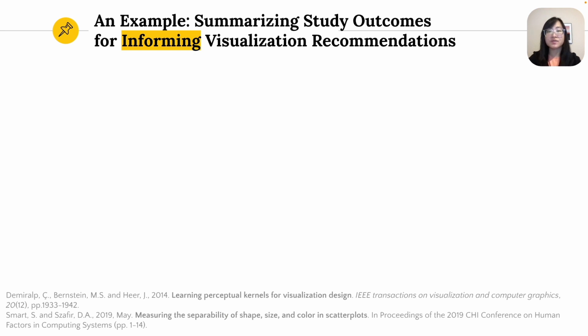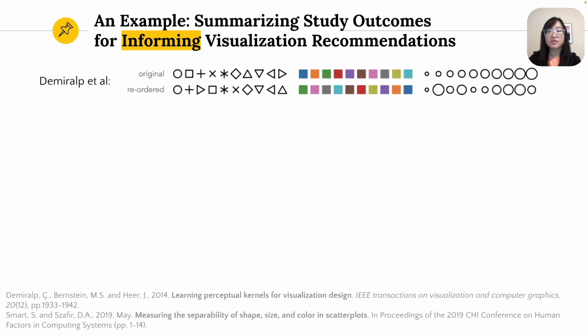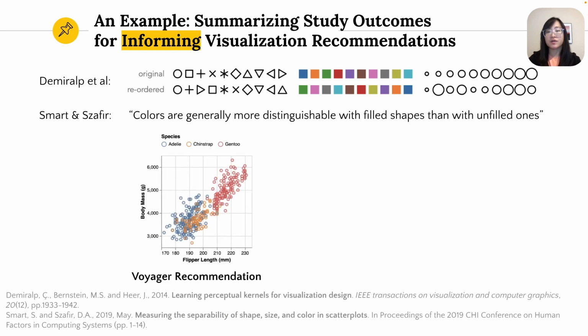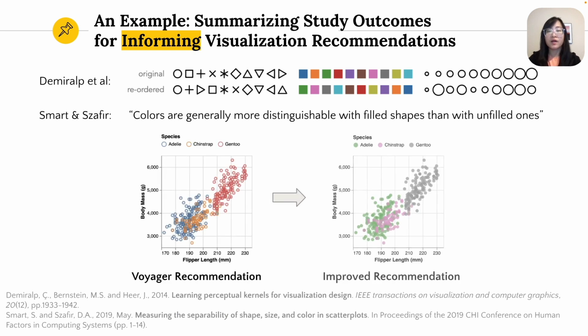Several study results inform us how to pick appropriate encodings for different data attributes. One research reorders the shape, color, and size encodings to gain better user performance. Another research says that colors are generally more distinguishable with filled shapes than with unfilled ones. Using these 2 rules, we can improve the visualization design recommended by Voyager, shown on the left, to the right one, where categorical data is visualized by filled shapes with a better color scheme.